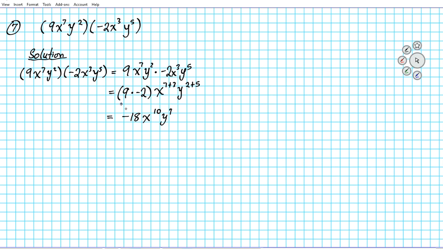All right. Okay, let's go ahead and take a look at the next one. Question number 8. Let's say you're to simplify 3y times negative 4y to the 3rd times 5y to the 6th.